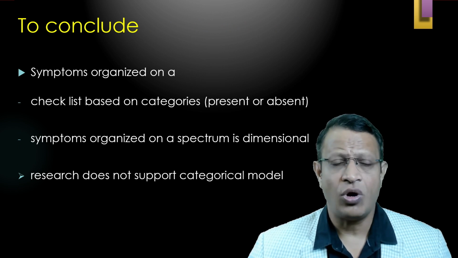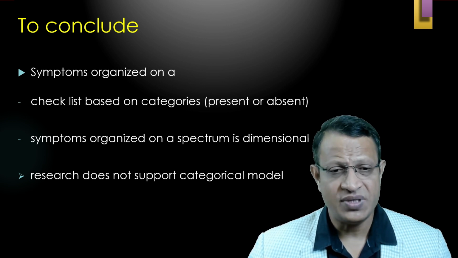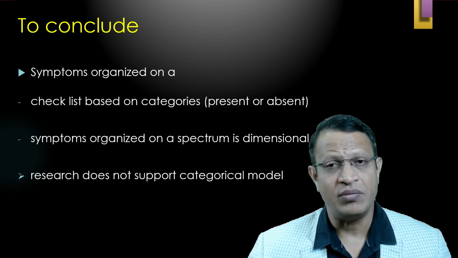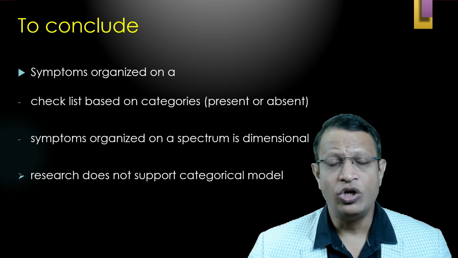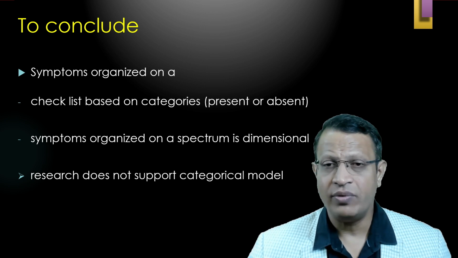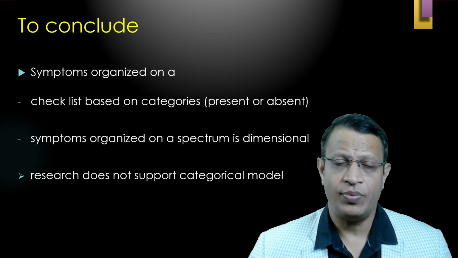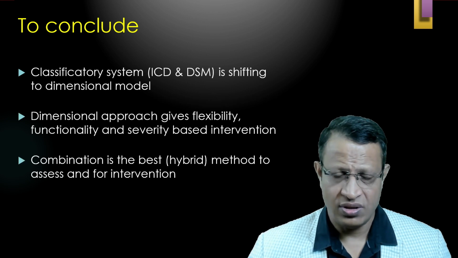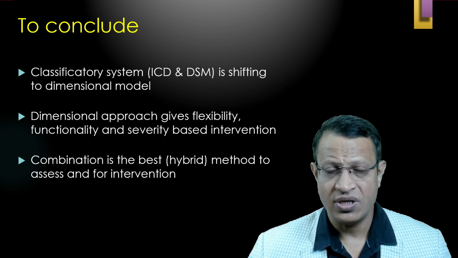Here, the symptoms are organized in checklist-based categories, that is presence or absence of symptoms, and symptoms are organized as a spectrum in the dimensional approach. That means each trait is placed on a continuum scale of 0 to 100. If he has 100% of those dimensional symptoms, he will be given 100. But unfortunately, the research does not support the categorical approach. It indicates towards the dimensional approach. Currently, the classification systems, both ICD and DSM, are moving towards the dimensional approach, and we can see there is a paradigm shift from categorical to dimensional approach.